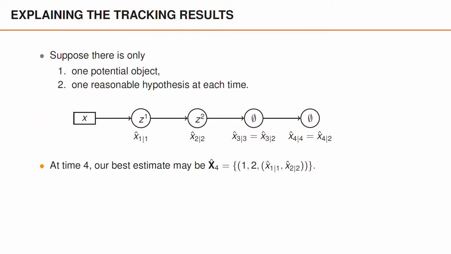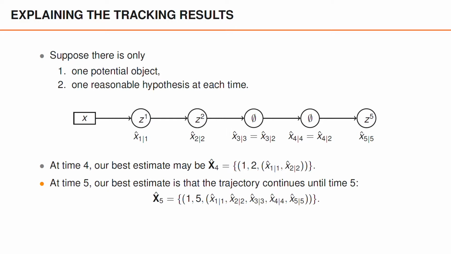It's also possible that the probability that the object is still there has been reduced, and that our best estimate of the set of trajectories at time 4 is that we have a single trajectory that starts at time 1 and ends at time 2 and takes the values x hat 1 given 1 and x hat 2 given 2 during the 2 time steps when the object is present. I'm assuming here that we are not performing smoothing in the sense that we do not use Z2 to improve our estimate of x at time 1.